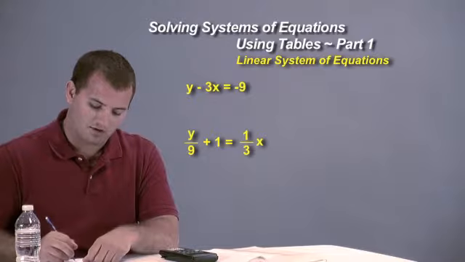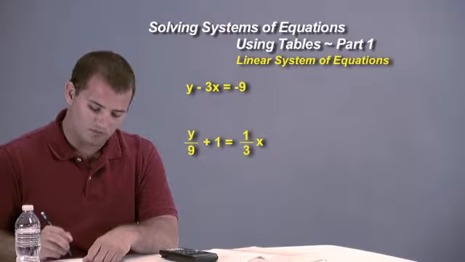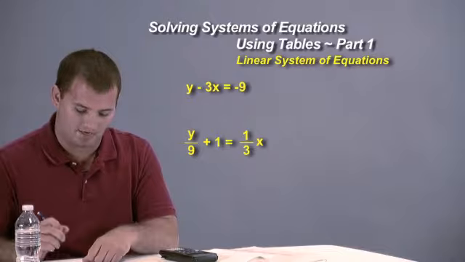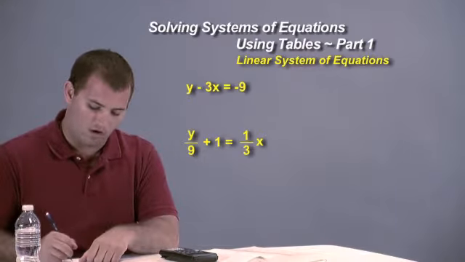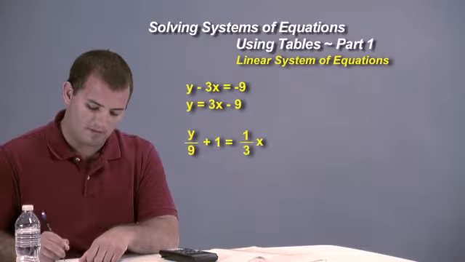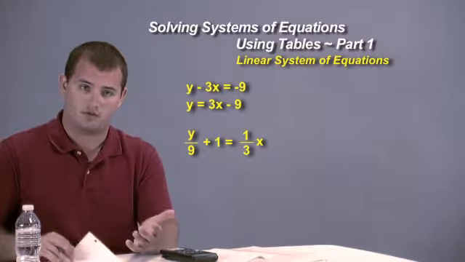So we have y minus 3x is equal to negative 9. And I'm going to add 3x to both sides. So I have y is equal to 3x minus 9. Okay, that does it for our first equation.